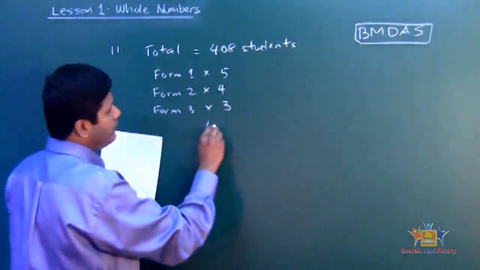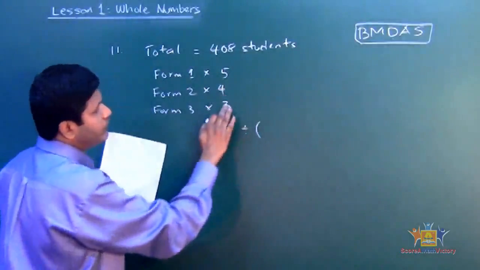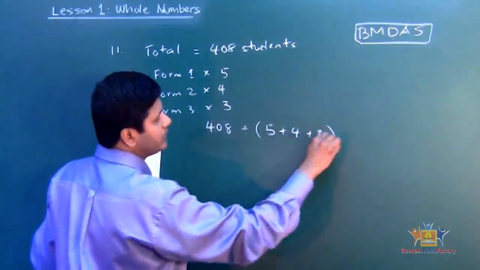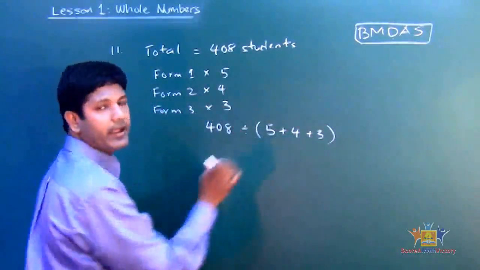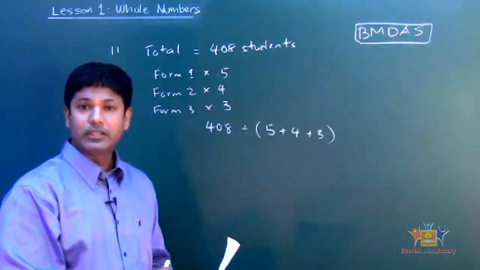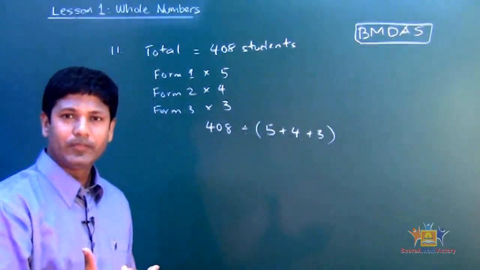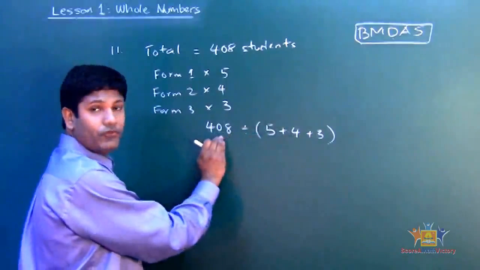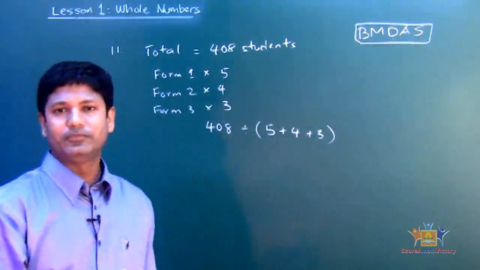So we take 408, we can divide that with the total of this, which is what? 5 plus 4 plus 3. See that? So you have to total that first. See, that's where the bracket comes in handy. Can you see how in a real life situation the brackets and the division and the addition all come into play? You've got to total this first before you can divide that into 408 to find the number of students in a classroom.